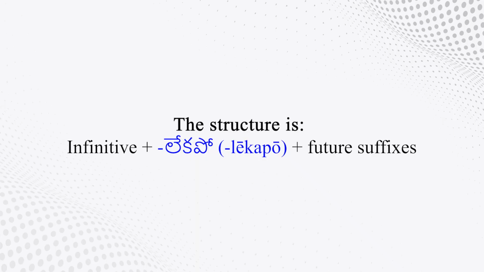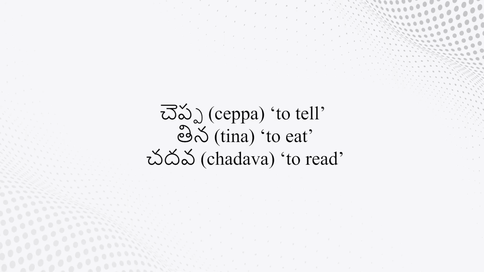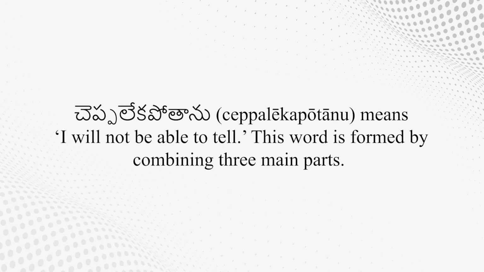This form indicates the inability or impossibility of the action in the upcoming time. The structure is infinitive plus lekapo plus future suffixes. The infinitive provides the core meaning of the action such as cheppa to tell, tina to eat or chadava to read. Example is చెప్పలేకపోతాను. I will not be able to tell.